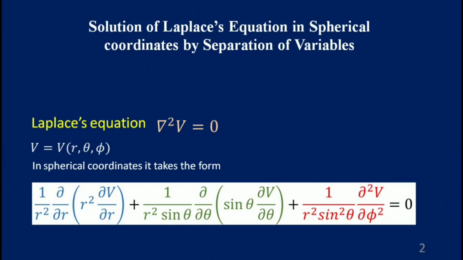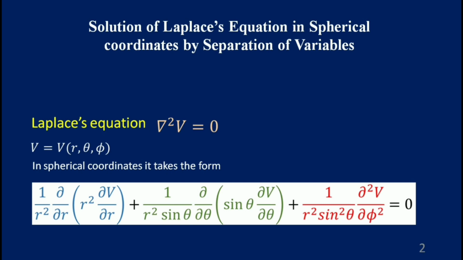Solution of Laplace's equation in spherical coordinates by the separation of variables method. We'll see how we use the separation of variables method to solve Laplace's equation in spherical coordinate systems. Laplace's equation is given by the Laplacian of V equal to 0, where V is some potential, a function of r, theta, phi, as we do in spherical coordinate systems.